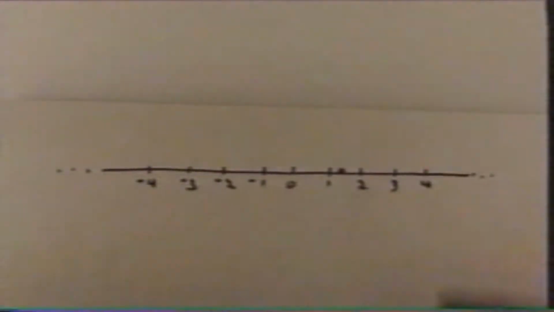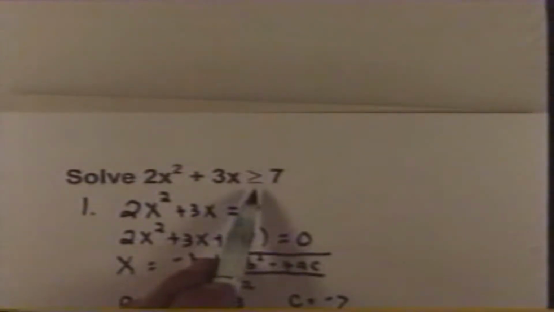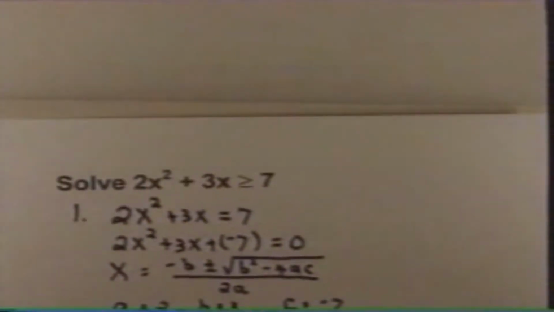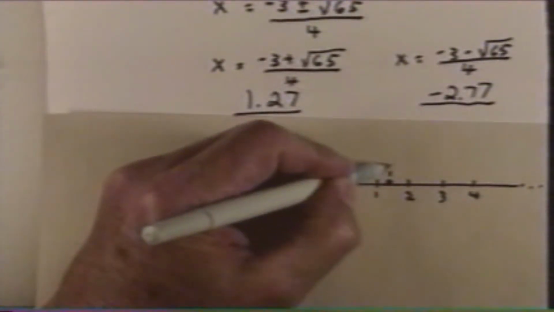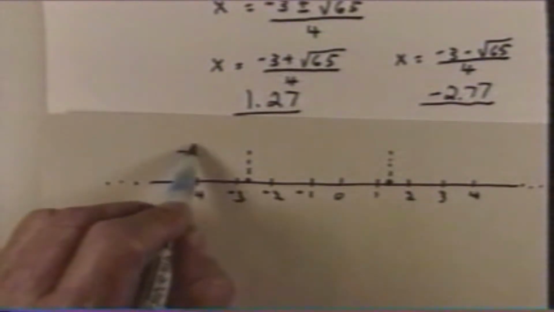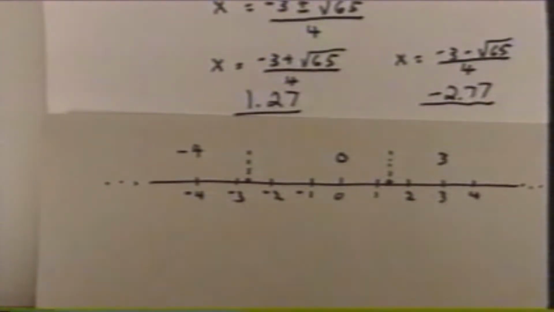Now, why a solid dot? We'll go back to the original problem. The original problem was greater than or equal to, which shows inclusion. And negative 2.77 is going to be somewhere along there. Again, it divides the number line into 3 regions. I need to pick checkpoints. I'm going to use negative 4, 0, and 3.